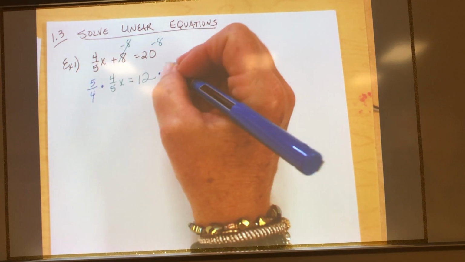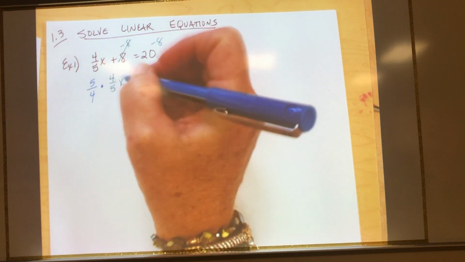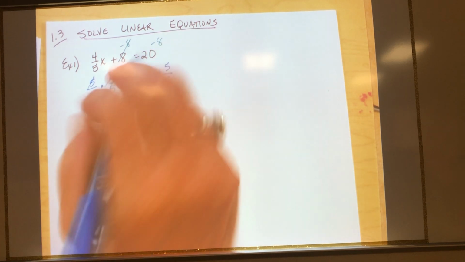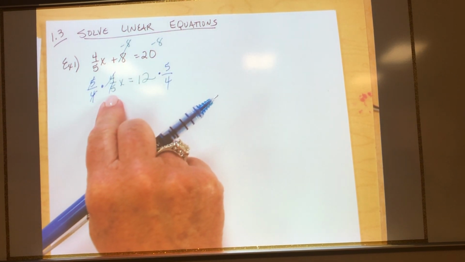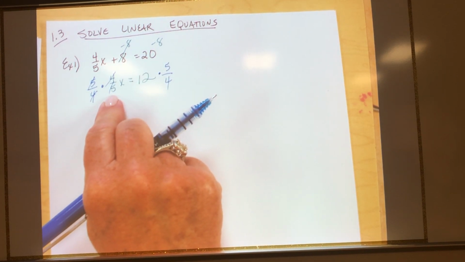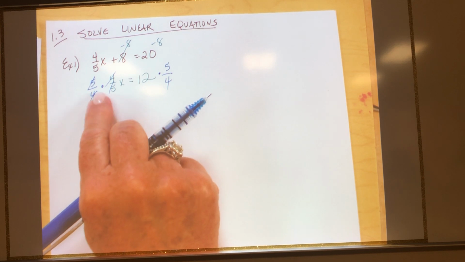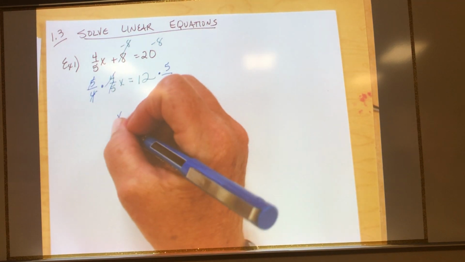Both sides. What you do to one side, you do to the other side. Okay? These fours cancel out. Fives cancel out. Any number times its reciprocal is 1. Y'all, that is the multiplicative inverse property. That's the inverse property of multiplication right there. So this is 1x is equal to.